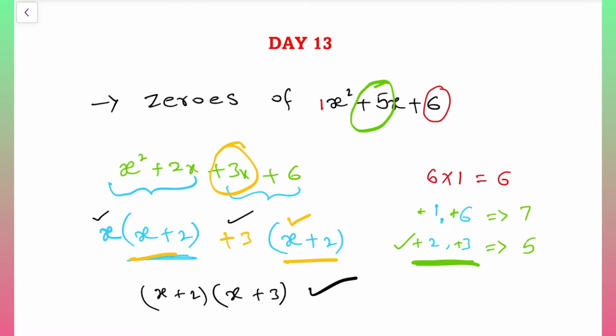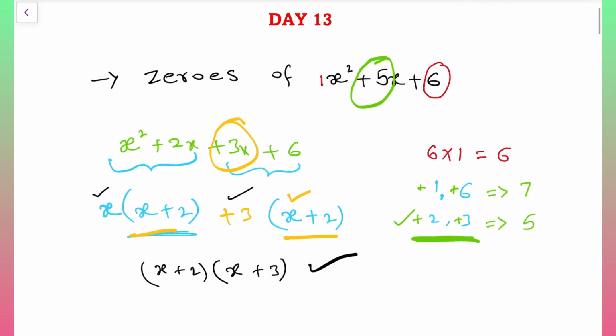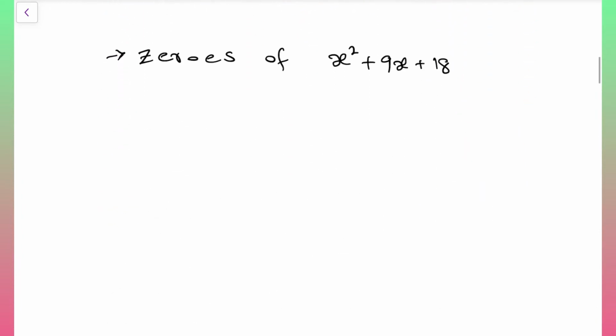Now we need to find out the zeros, right? Till here, it is called factorization. But you need to find out the zeros also. So here x equals, here plus 2 is there, make it minus 2. Here plus 3 is there, make it minus 3. So minus 2 and minus 3 are the zeros of the given quadratic polynomial. Let us check one more.